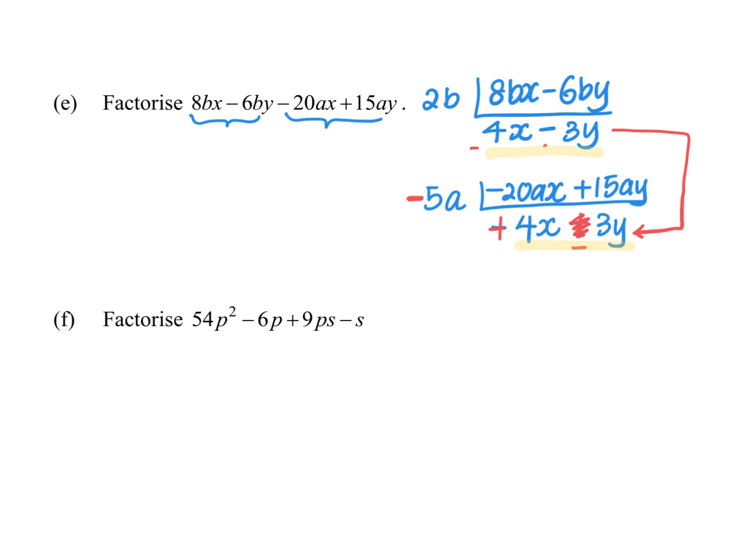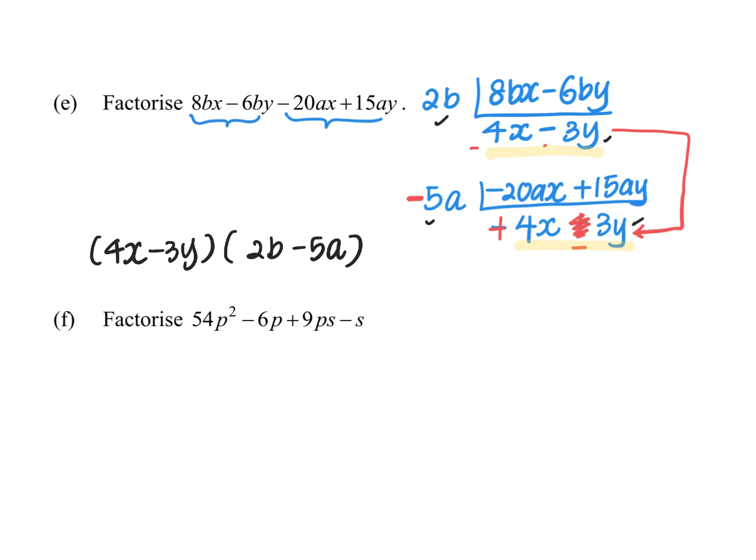Writing down the answer, students who prefer shortcuts can write the answer directly. The one that's common, 4x minus 3y, I'll just write 4x minus 3y, and the other bracket we have 2b minus 5a. If this is a positive number, please put plus. So this will be 2b minus 5a.